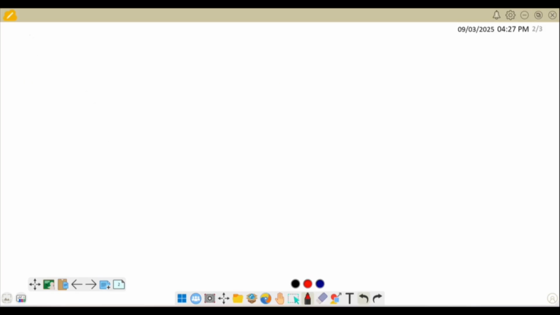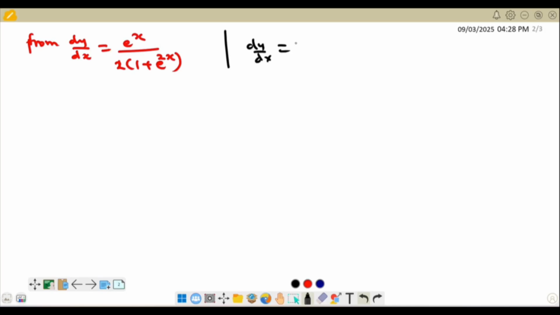So we are having dy/dx as e to power x over 2 into 1 plus e to the power of 2x. This is what we are having so far, and we need to differentiate this for the second time. Now, from the quotient rule, which says that dy/dx is actually same as v du/dx minus u dv/dx over v squared. So this is what we shall be using.